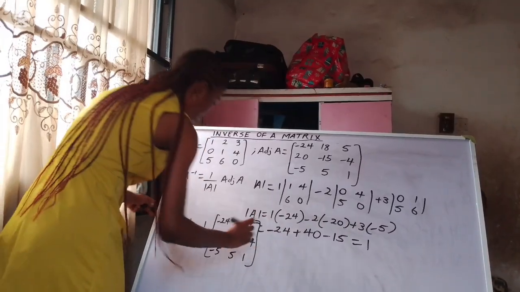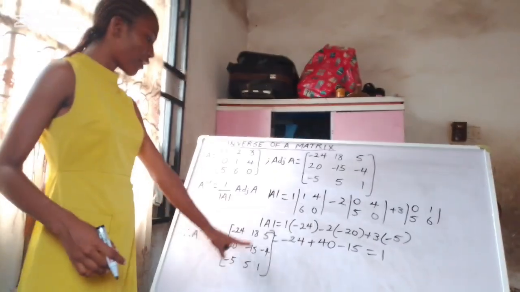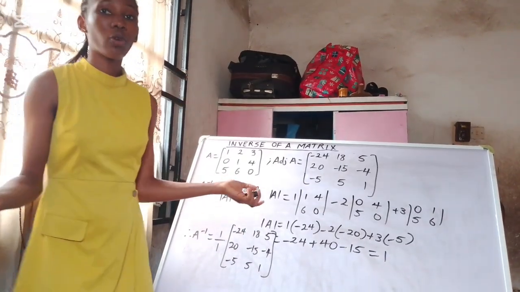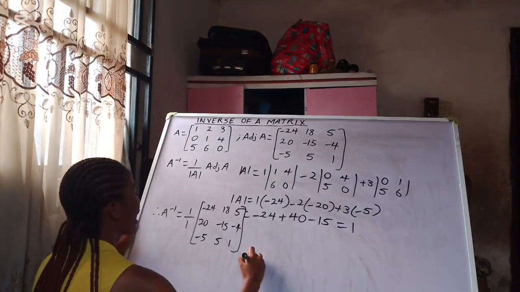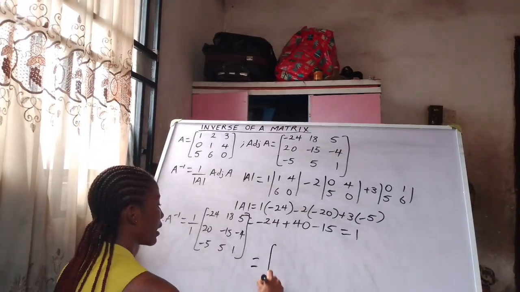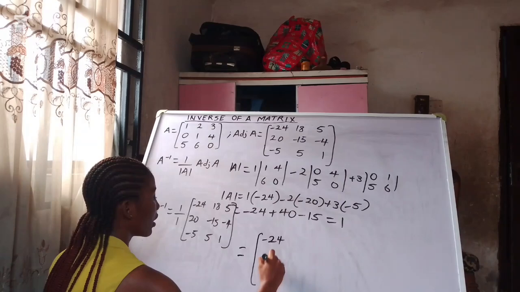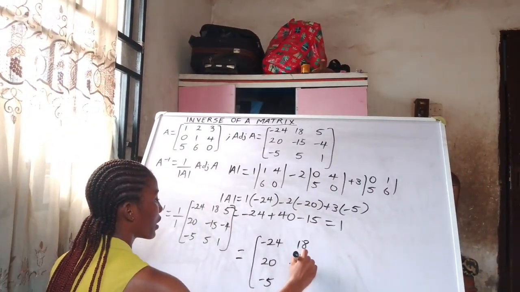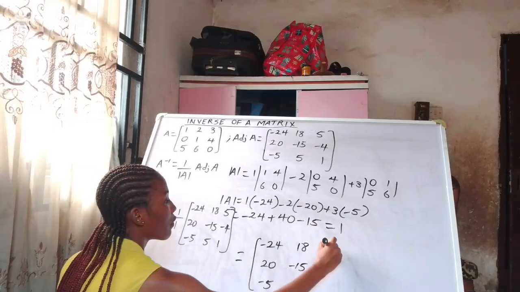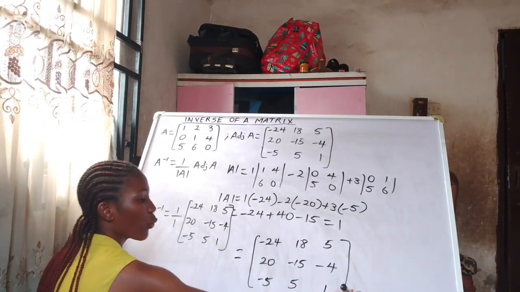Now, since our entry outside 1 over 1 is 1, we multiply everything. Remember, if you multiply anything by 1, it will still give you back the same number. So therefore, our inverse will still remain the same. It will be negative 24, 20, negative 5, 18, negative 15, 5, 5, negative 4, 1. And we are done.